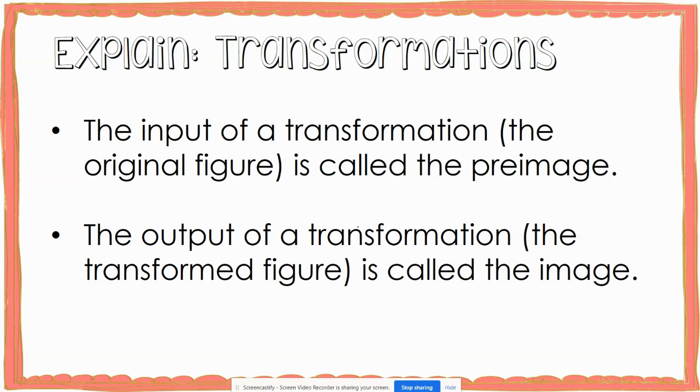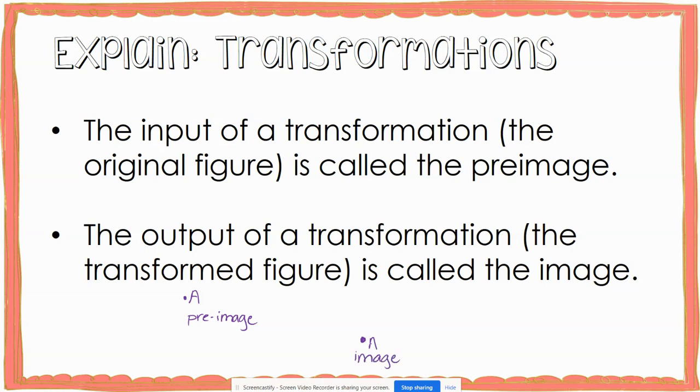The input of a transformation, which is the original figure, is called the pre-image. The output of a transformation, which would be the transformed figure, is called the image. If you have a point, such as point A, and it is transformed, this would be your pre-image. But if maybe you translated it and it ended up down here, this would be your image.